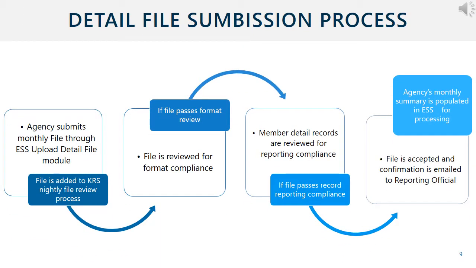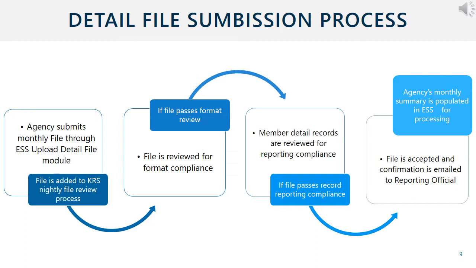The details being submitted by an employer who reports by a file go through a two-part validation process each month in the Kentucky Retirement Systems network after submission. First, the file is reviewed for formatting compliance. If there are no formatting issues within the file, then each individual employee detail record on the file is reviewed for reporting compliance. The primary reporting official will receive a confirmation email if the file passes both of these validation processes, and the accepted file will populate the current monthly summary in ESS from the detail information submitted in the file.